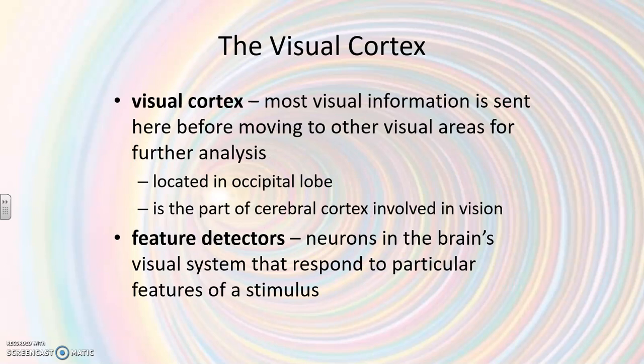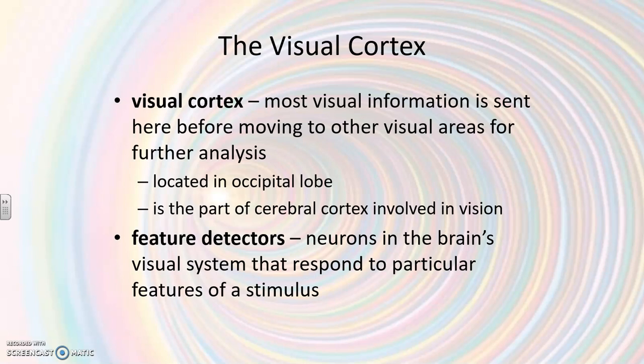The visual cortex is where most of the information is sent before going anywhere else. It's located within your occipital lobe, which you should know is the most important lobe for vision. And it's part of the cerebral cortex when it does involve vision.